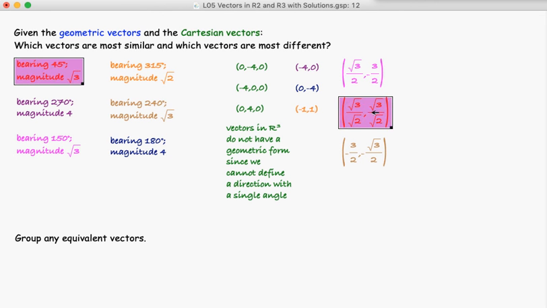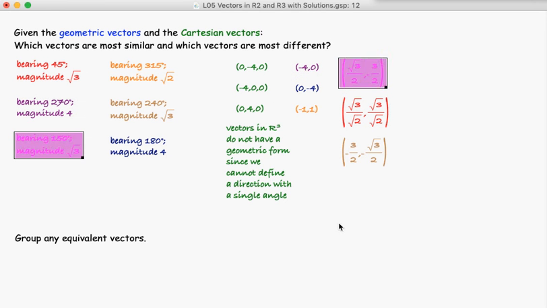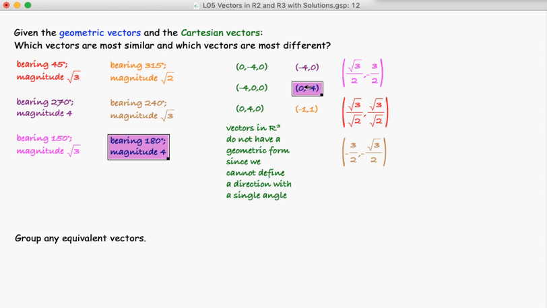So these two vectors are the same. These two vectors are the same. These two vectors are the same. And these two vectors are the same. Now, these vectors are different.